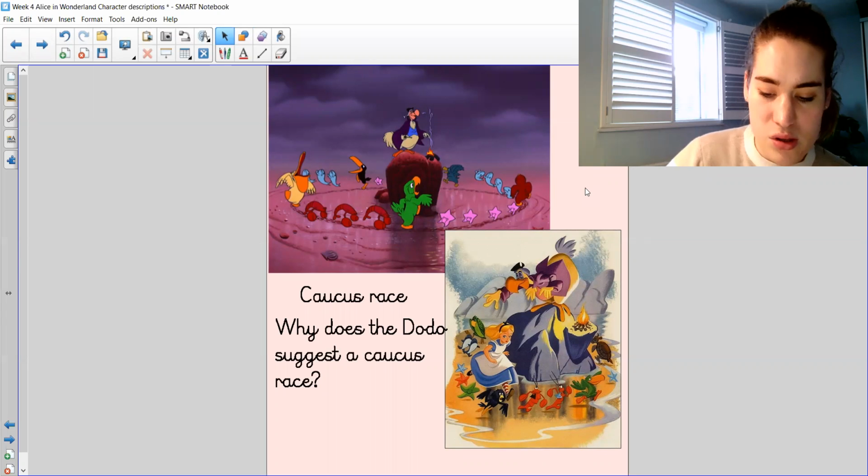"You must have a prize yourself, you know," said the mouse. "Of course," the dodo replied very gravely. "What else have you got in your pocket?" He went on, turning to Alice. "Only a thimble," said Alice sadly. "Hand it over here," said the dodo.